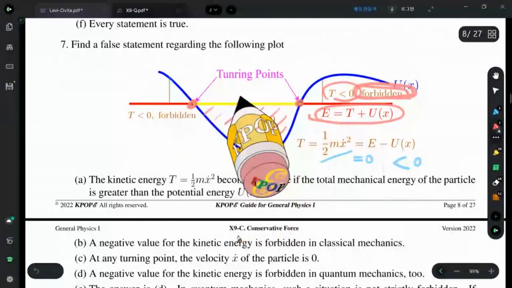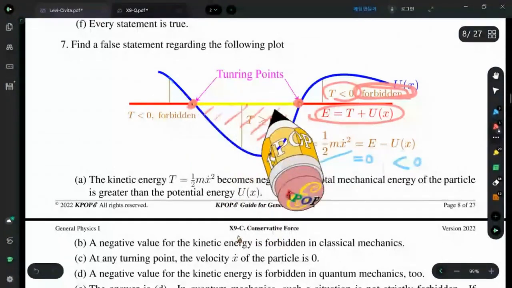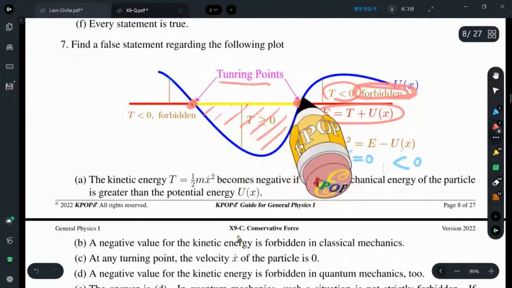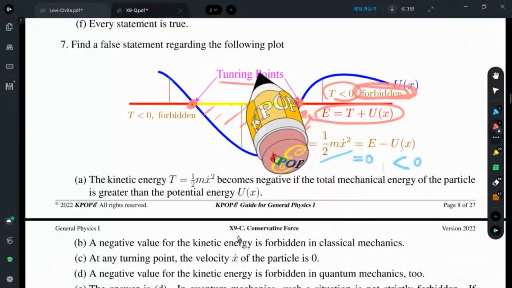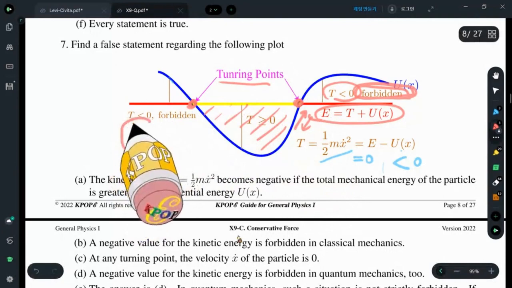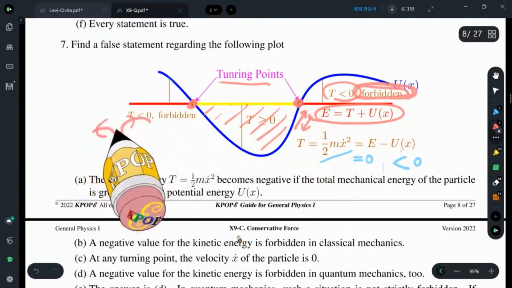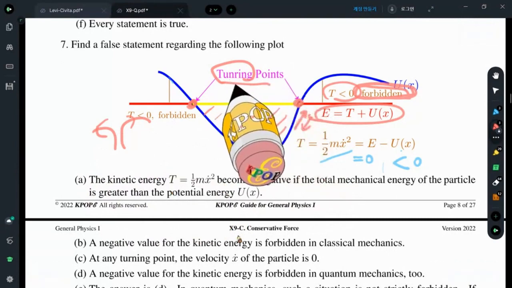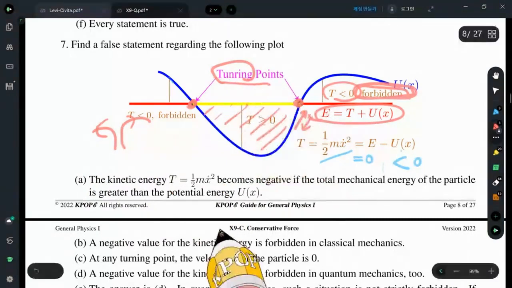The extreme values of the allowed region are called turning points because the direction of motion changes at this point. Make a turn, turn to the right, turn to the left, change the direction. That's the reason why we say it is a turning point.